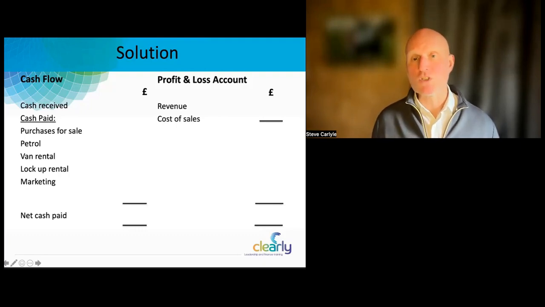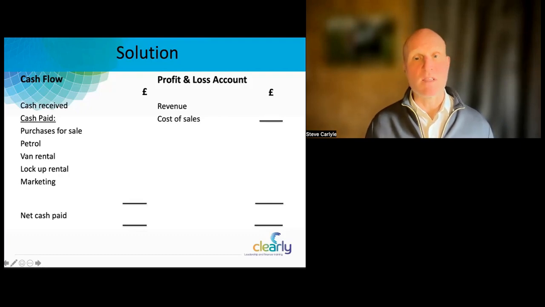Now, our cost of sales are all the direct costs of creating the sale. So in this respect, the cost of sales will include all of the things that we've paid out for the bathroom suite and the tiles and all of the things that we've fitted into the customer's property. And in a profit and loss account, we always have a little subtotal.